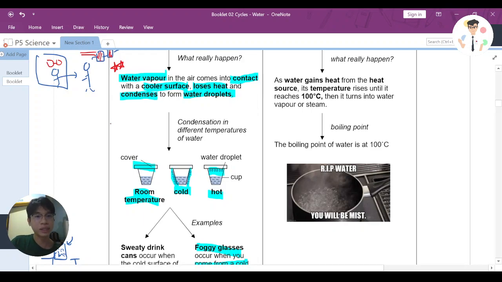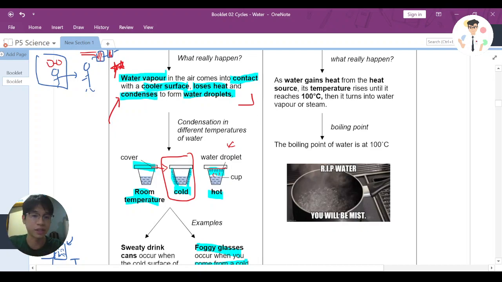Again, it goes back to this description. The water vapor in the air comes into contact, but which one is hot now? Just now, the warmer one was the outside. But in this situation, the warmer water vapor or warmer air is inside because of the hot water. That's why this hot air comes in contact with the cooler surface, which is the cover, loses heat to it and condenses to form water droplets here. So you need to understand where the warm water vapor or warm air is when compared. If it's outside, it will form outside. When it's inside, it will form inside.